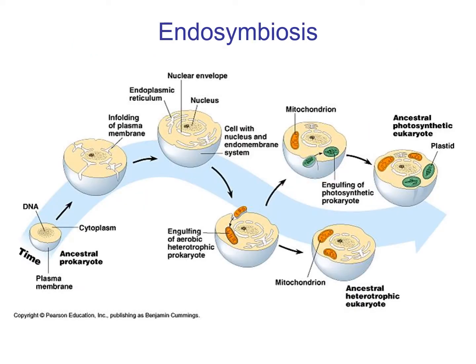So we have our ancestral prokaryote. Again, this would be an archaean cell. Looks like a bacterium, but the chemistry is similar to eukaryotes. The first thing that would have happened is the plasma membrane would have folded in and given rise to membranes inside the cell. And there are still a lot of bacteria and archaean cells that have internal membranes. But these internal membranes gave rise to the nuclear envelope, the endoplasmic reticulum, the Golgi, etc.